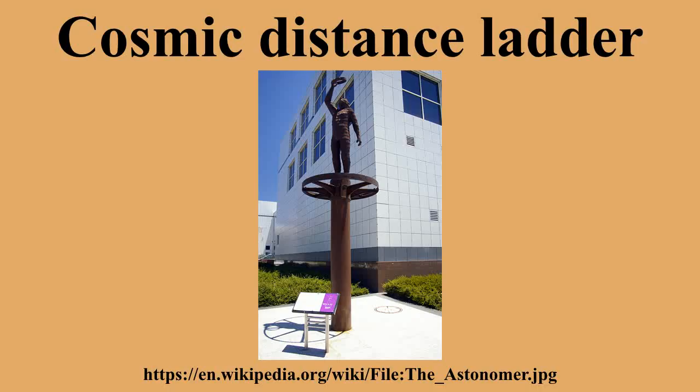The following four indicators all use stars in the old stellar populations: tip of the red giant branch distance indicator, planetary nebula luminosity function, globular cluster luminosity function, surface brightness fluctuation.